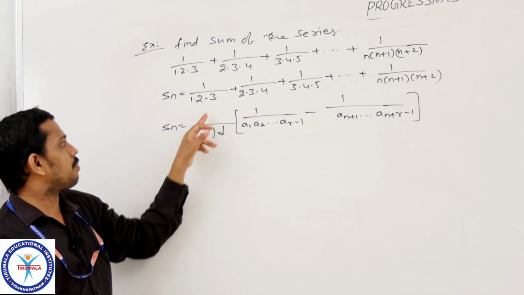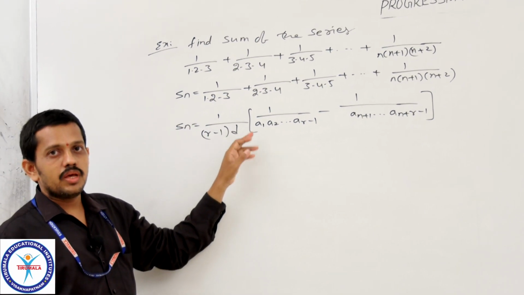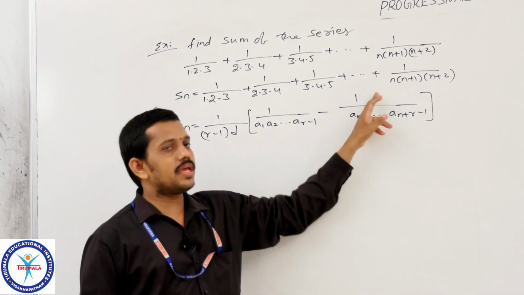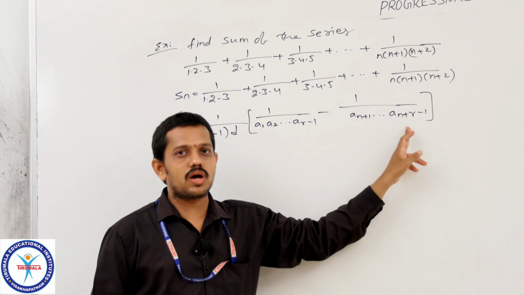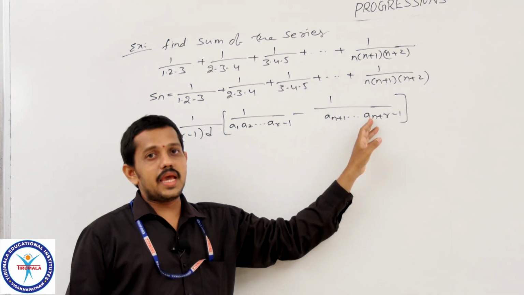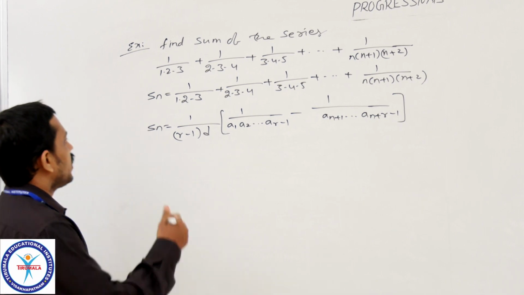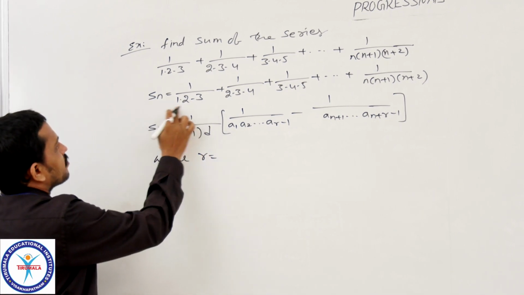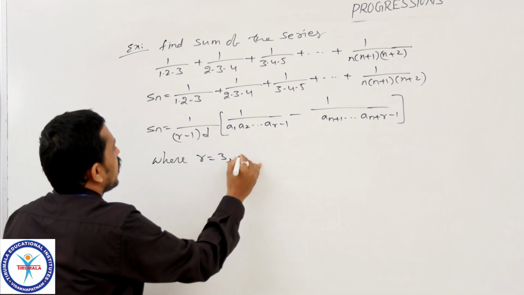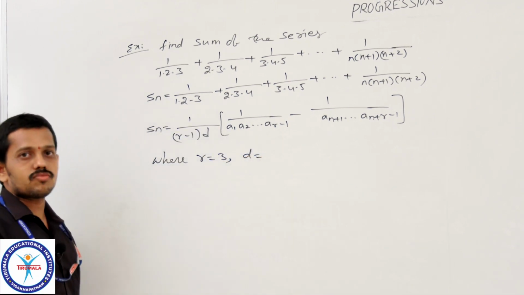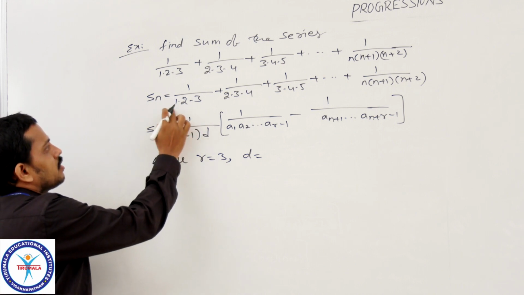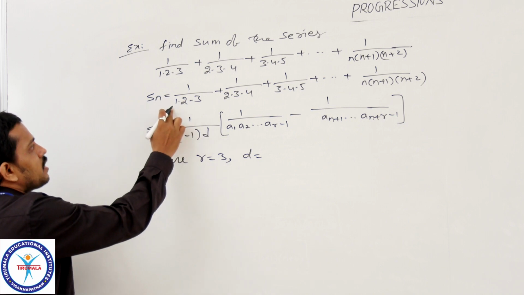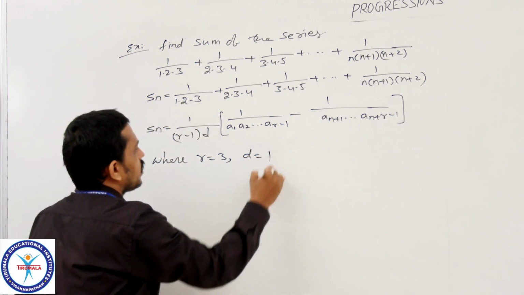Therefore Sn is equal to 1 by (r minus 1) into d into (1 by a1 a2 and so on ar minus 1, minus 1 by an plus 1, an plus 2 and so on an plus r minus 1). Now here r is equal to the number of terms in the product, 3, and d is the common difference, the difference between consecutive terms of the product. So here 2 minus 1 is 1, 3 minus 2 is 1, so d is 1.